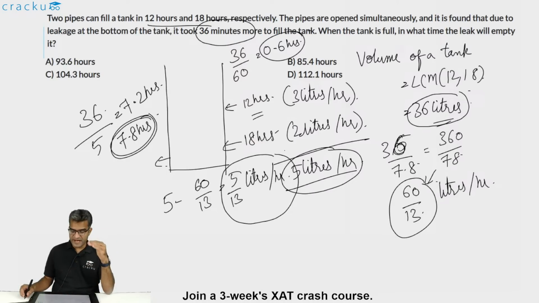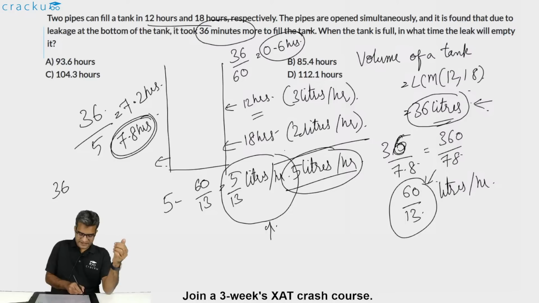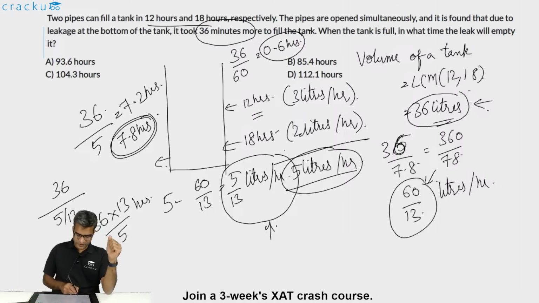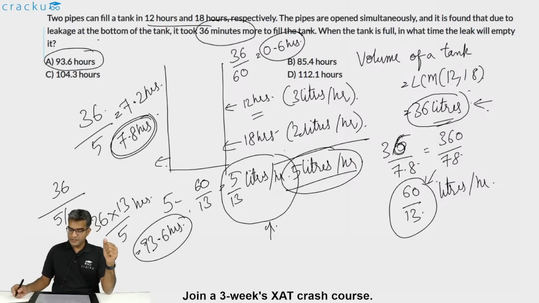So if the tank is fully filled, the volume is 36 liters. This leakage is removing 5 by 13 liters every hour. So the time it takes to be completely empty will be 36 divided by 5 by 13, which is equal to 36 into 13 by 5 hours. You can simplify it. You are going to get the answer as 93.6 hours, which is option A. Let us look at the next question.